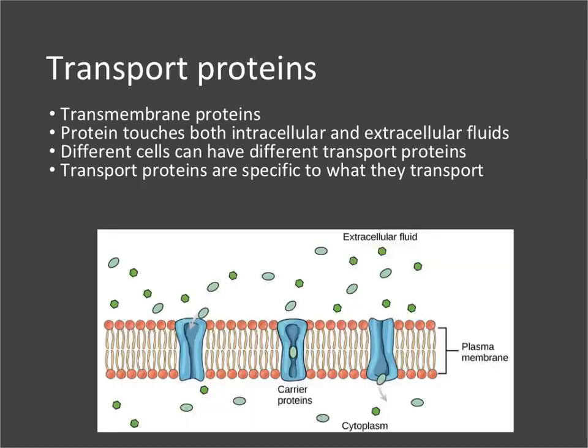So remember that these transport proteins are integral proteins, and we can also call those transmembrane. Trans means that it crosses, so it can go all the way across the membrane. That means these proteins are touching both the extracellular fluid and the intracellular fluid. And you can see here that they act as pores or doorways in order to allow molecules to go into and out of the cell. And as we mentioned, different cells can have different transport proteins, and these transport proteins are specific as to what they can transport.